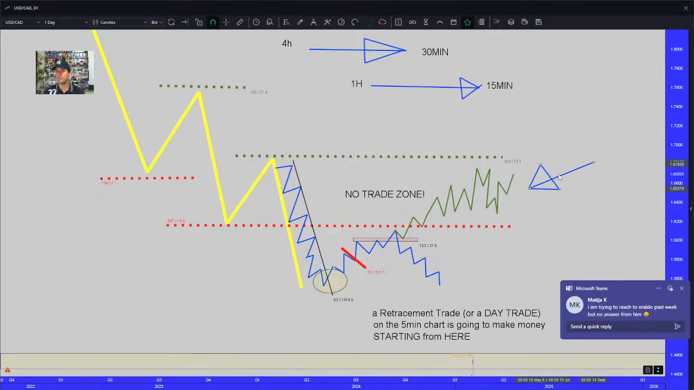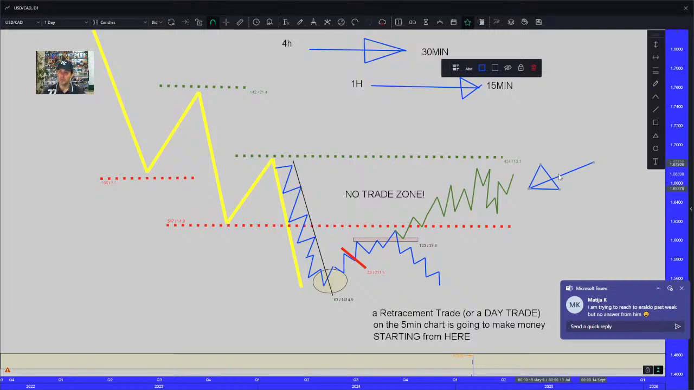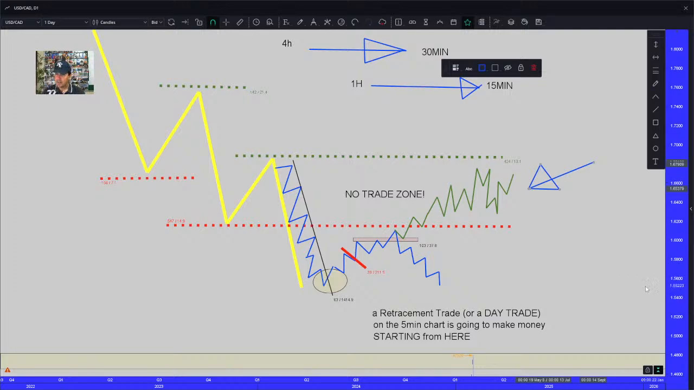Boss, why is it not predictable? Because the market went through. The market went through the past resistance. Does this make sense? It broke through. That's the answer.